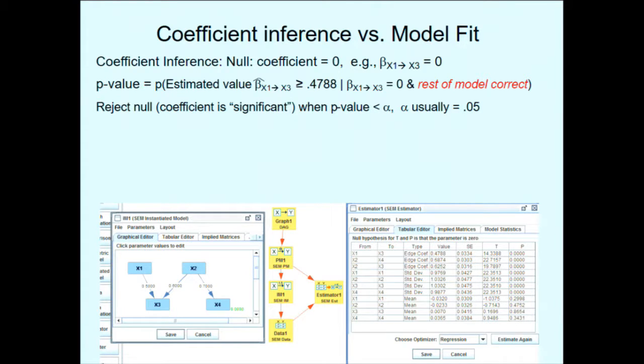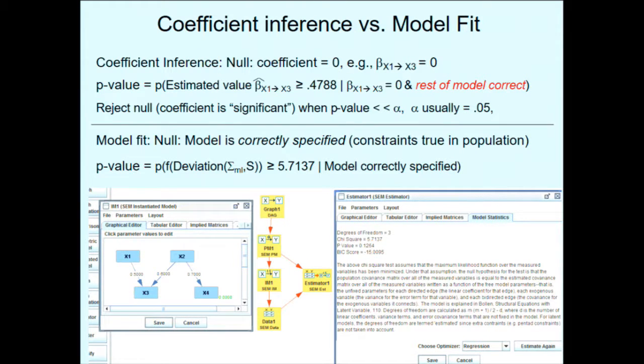Okay, so we reject the null, and we say the coefficient is significant when the p-value is less than alpha, and alpha is usually set to 0.05 for publication purposes. And there's a lot of controversy over that, and I don't want to get into that at all. Okay. So, that little 0.5 there in the true model, and there's the estimate of 0.4788, and the p-value is 0, etc. Now, the model fit, this is a different set of values, but the idea is the same.